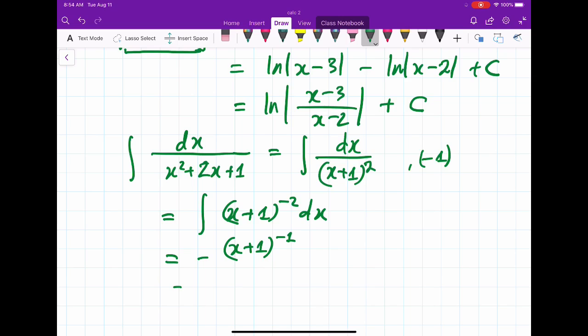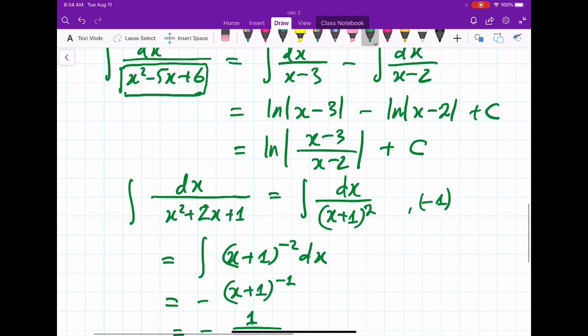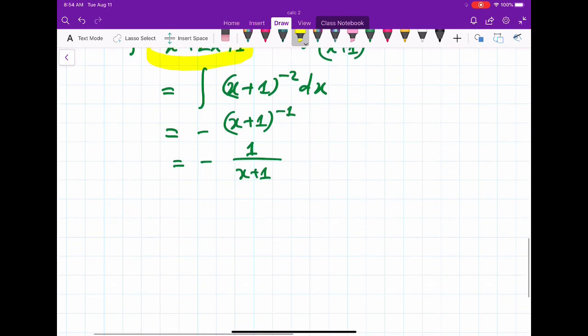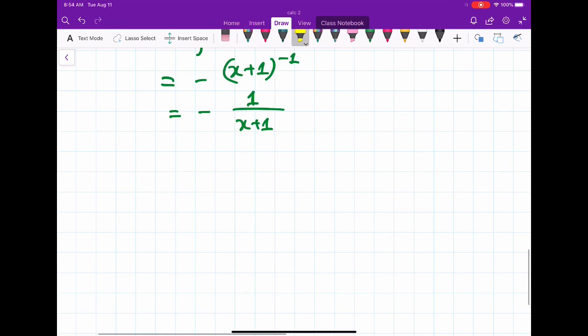Or that is negative 1 over x plus 1. Agree? The case when the polynomial right here does not have any zero would be more complicated. Okay, let's solve one example and we'll see how that works.